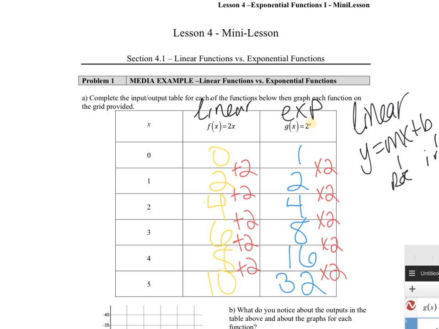So linear functions are going to grow by addition or subtraction. Exponential functions grow by multiplication or potentially division. We'll still think of it as multiplication, and we'll talk about that in a minute, but that's kind of what we're dealing with in this.